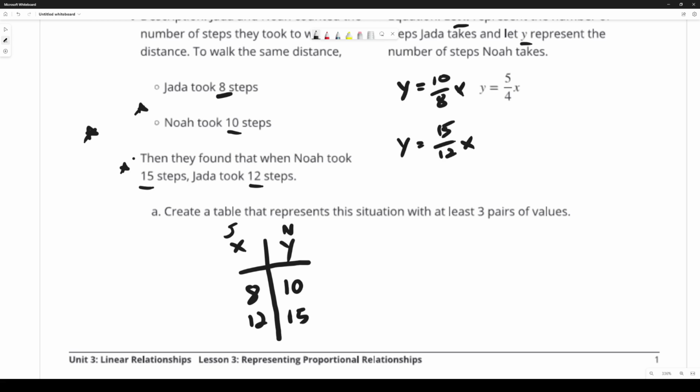My equation also has a relationship here. I know that for every 4 steps that Jada takes, Noah is going to take 5. So here's my table. My steps for Jada are the x values, 8, 12, and 4. My steps for Noah are the y values, 10, 15, and 5.